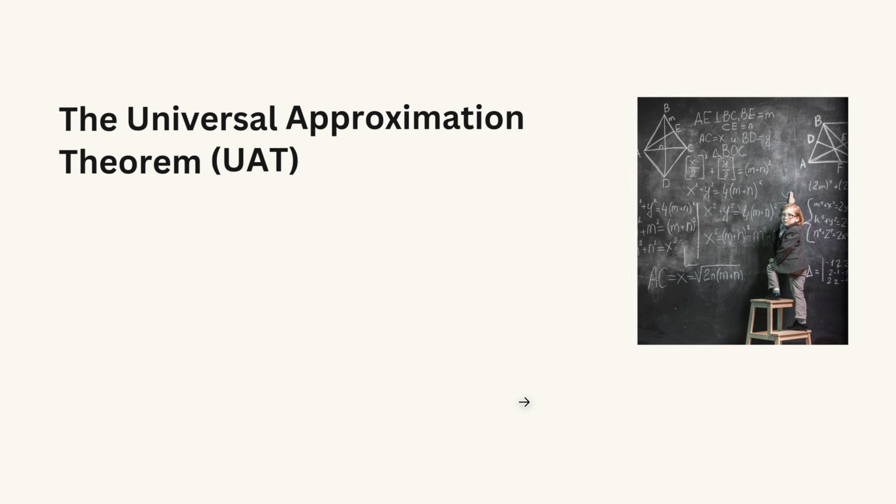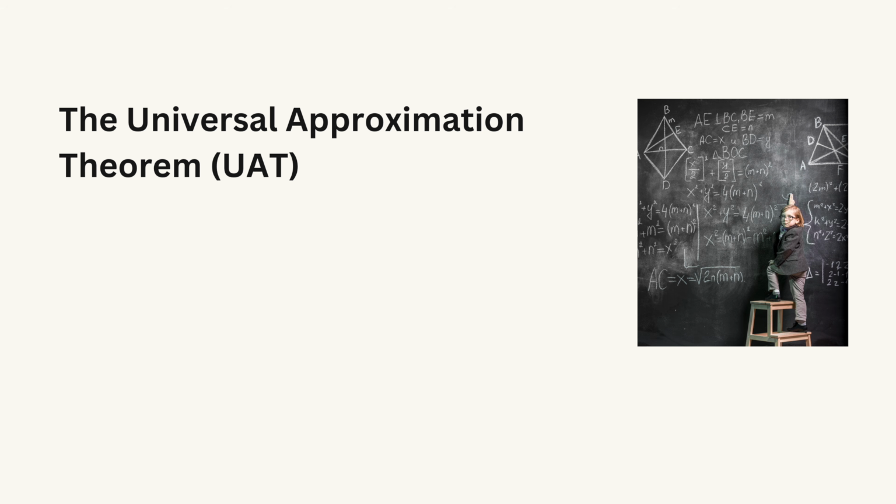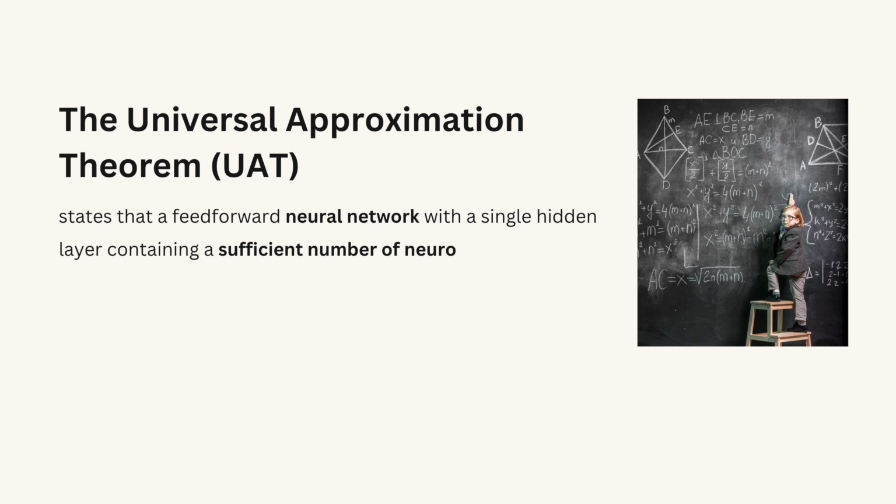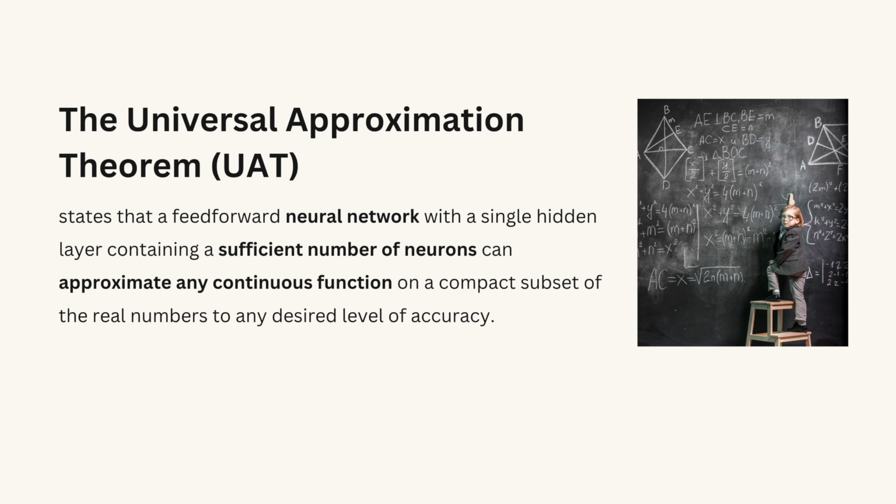Just a fun fact about neural networks, there's a theorem called the Universal Approximation Theorem, and this theorem basically states that a neural network can approximate any continuous function, any arbitrary complex function that maps an input to an output, given that the network has enough neurons and given that it has appropriate activation function.